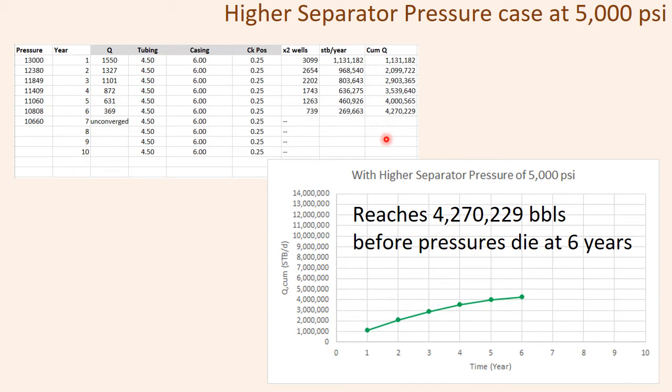As you can see, we also do not hit our 5 million barrels, so that means we do not deplete our entire reservoir. We also die at 6 years, which is almost twice our base case.